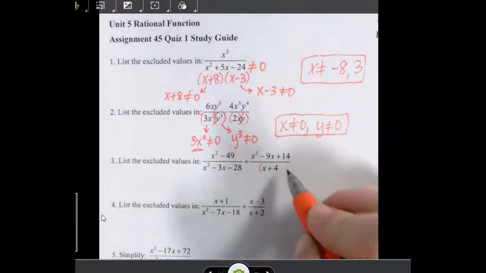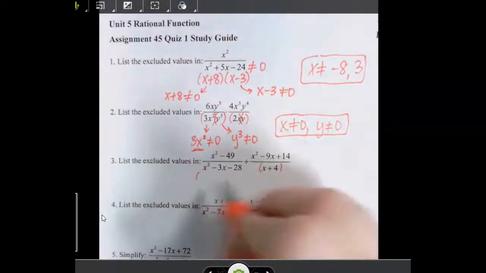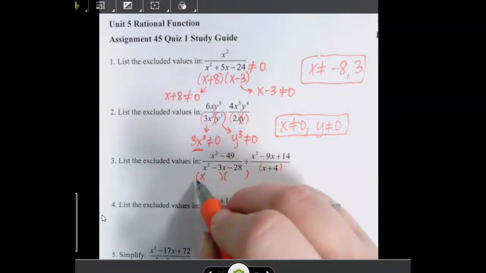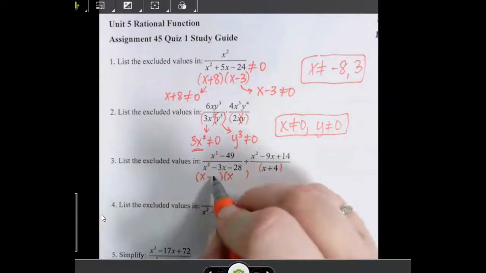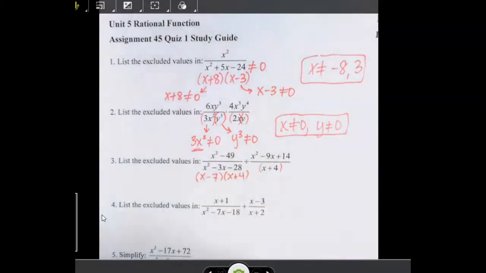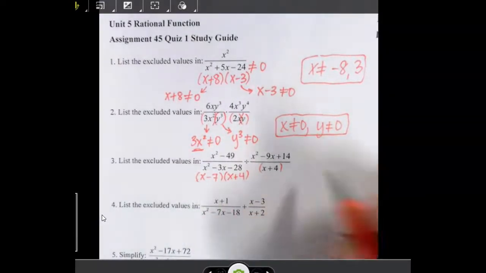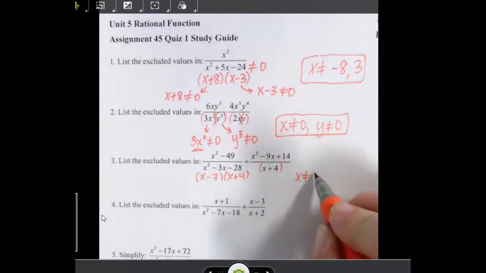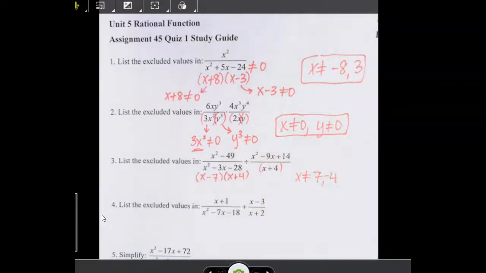Okay, here we're listing the excluded values for a division problem. So we have to first get the excluded values for both denominators as they are. So to factor this denominator here, to multiply to negative 28 and add to negative 3, I'll use negative 7 and positive 4. Okay, so we have an x plus 4 factor in both denominators, which just means that they'll have the same excluded value. So from this factor, x cannot be positive 7. From the x plus 4 factor, x cannot be negative 4.